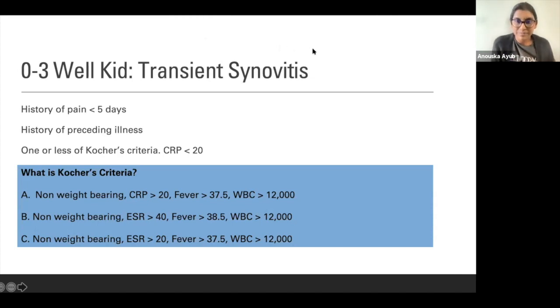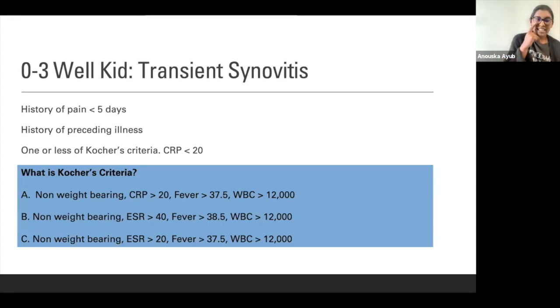So you guys have gone for non-weight bearing, ESR of over 40, fever of 38.5, and white blood cells of 12,000 or over in 59%, and that is correct. But 25% of you did the first answer, so A, with the CRP. So a lot of you are using CRP, and we're all using CRP now as a strong indicator of whether to be worried or not, but actually it's Michelle Caird's criteria and not Cocker's criteria. So it's not part of Cocker's criteria.